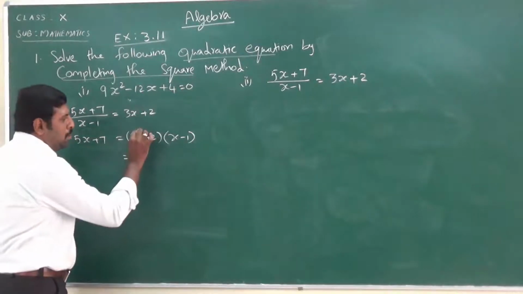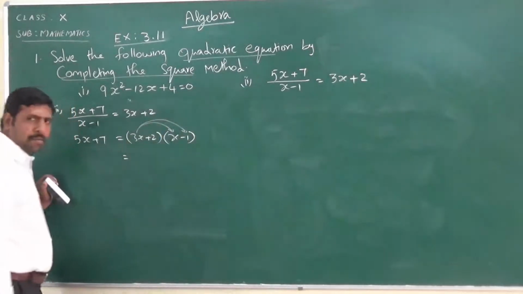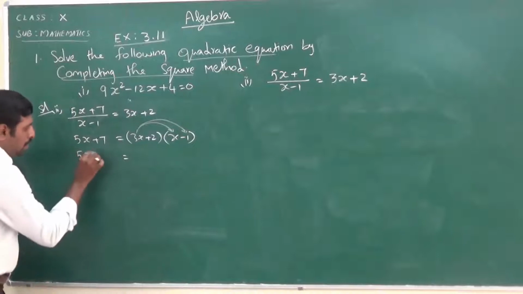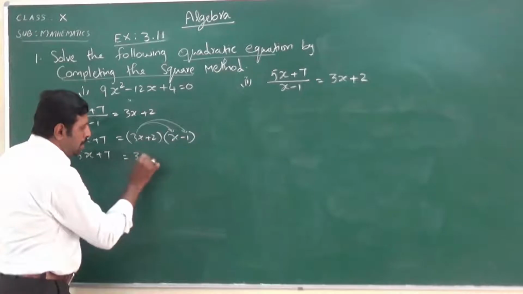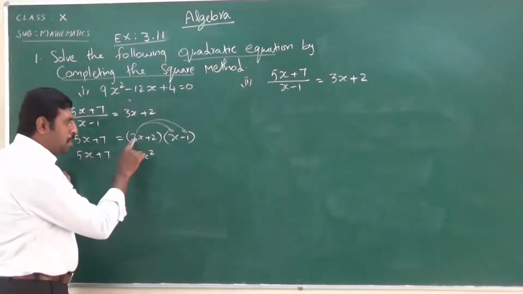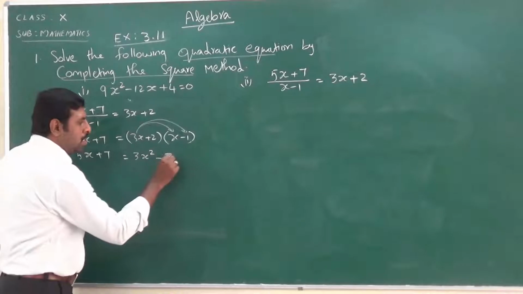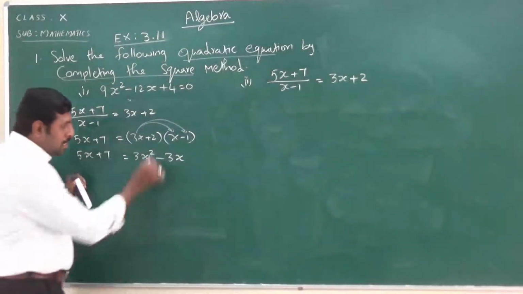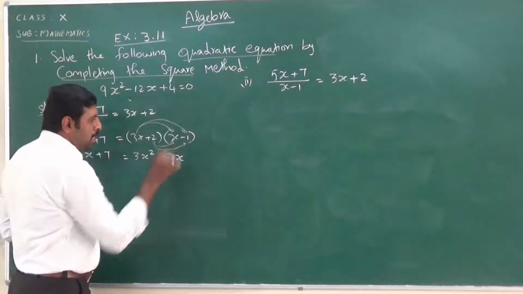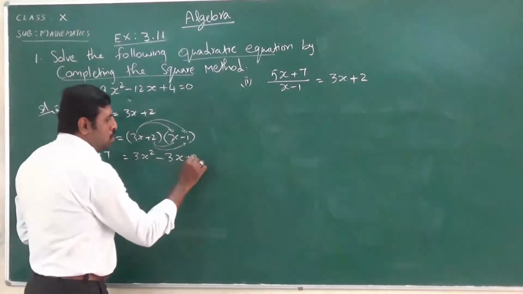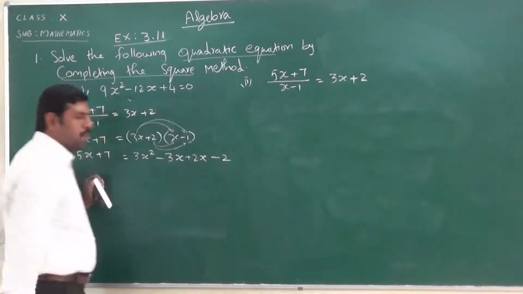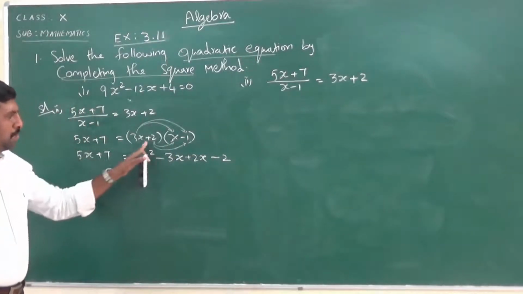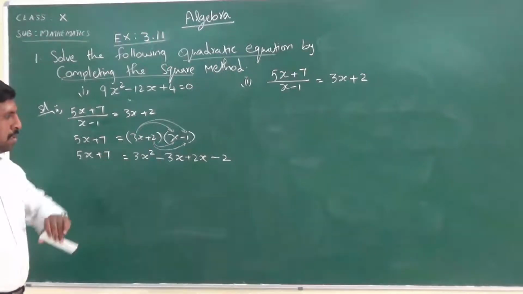We know the binomial form. First we multiply 3x into x and then 3x into minus 1. In the LHS we get 5x plus 7. Here 3x into x is 3x square, and then plus into minus, minus 3x into 1 is 3x. And then next 2 into x and then 2 into minus 1. 2 into x is 2x, plus into minus, minus 2 ones are 2. Whenever you are multiplying the terms, first multiply the symbols and then multiply the values, right?